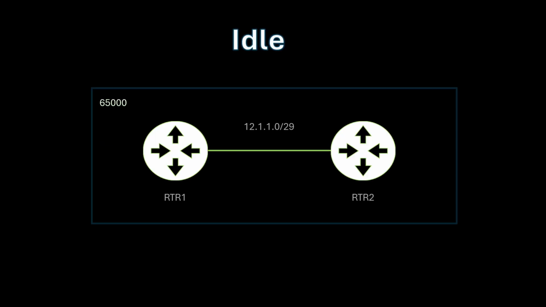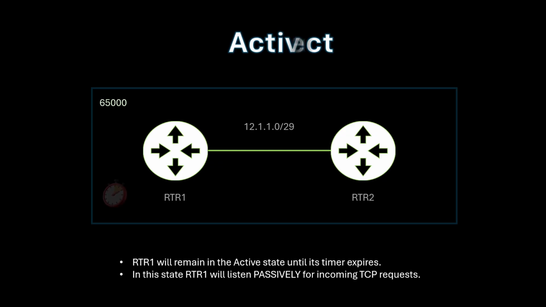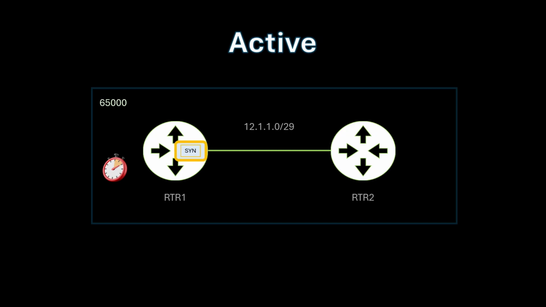But what happens when all does not go well? Router 1 sends a TCP request to router 2. For some reason, the TCP connection fails. Router 1 transitions to active and sets a timer. Router 1 will not attempt to initiate a TCP connection with router 2 until that timer expires. It will, however, listen for and accept incoming TCP requests.